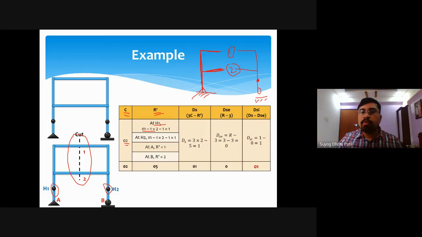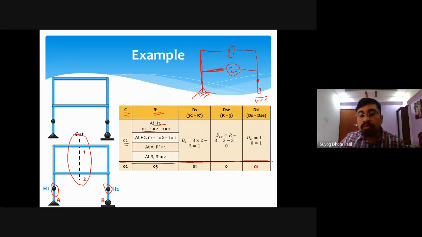So the number of cuts required is 2. The number 2 is reflected in the total here, below in the bottom row. So the whole calculation is here in this table, the whole calculation in the first row itself. Now at A, r dash required is 1.